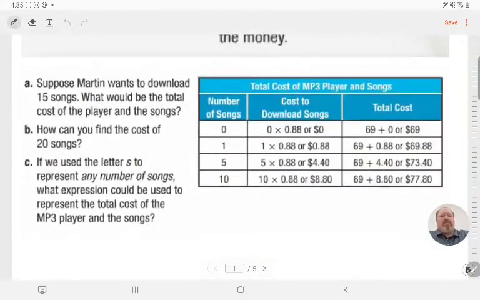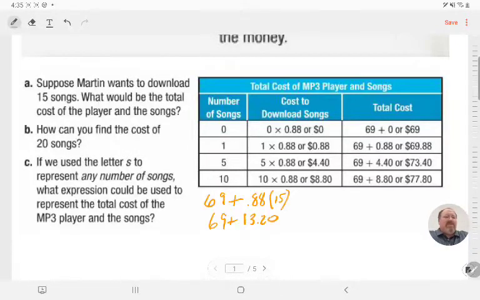All right. So suppose Martin wants to download 15 songs. What would be the total cost of the player and the songs? So we know that the player costs $69, and we could add that to its 88 cents a song, and he wants 15 songs. So $69 plus 88 cents times 15 would be $13.20. So that would give us a total of $82.20.